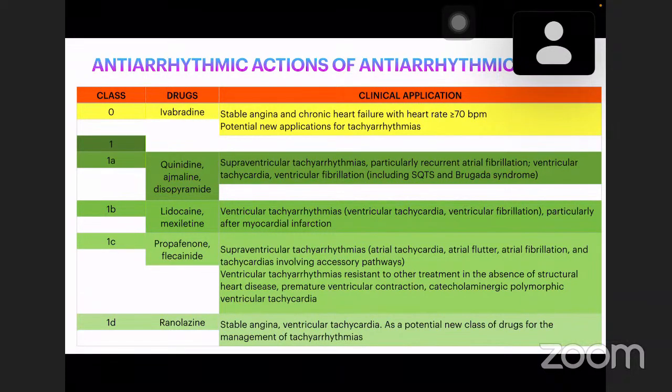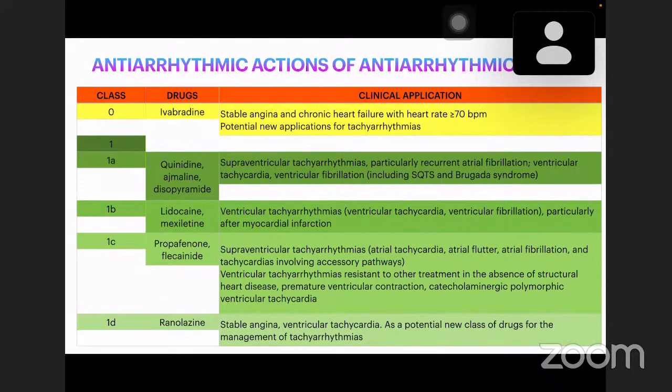Class 0, ivabradine, is used in stable angina and chronic heart failure with a heart rate of more than 70 beats per minute, and has potential new applications in all the tachyarrhythmias also. Coming to class 1A: supraventricular tachyarrhythmias, particularly recurrent atrial fibrillation, ventricular tachycardia, ventricular fibrillation, including short QT syndrome and Brugada syndrome. Coming to class 1B, lidocaine and mexiletine, as we know, are used for ventricular tachyarrhythmias, fibrillation and tachycardia, and particularly after myocardial infarction.